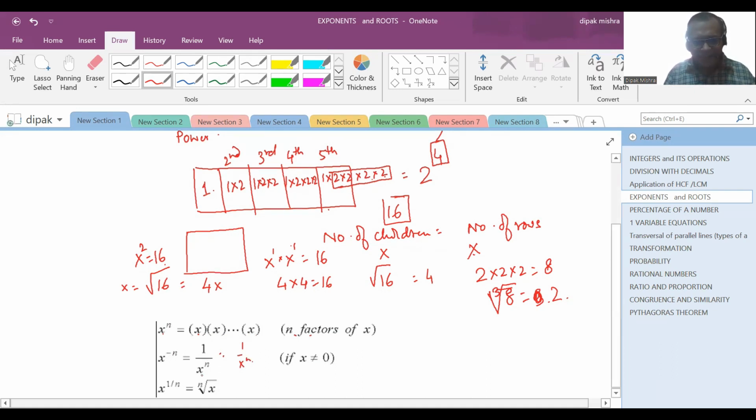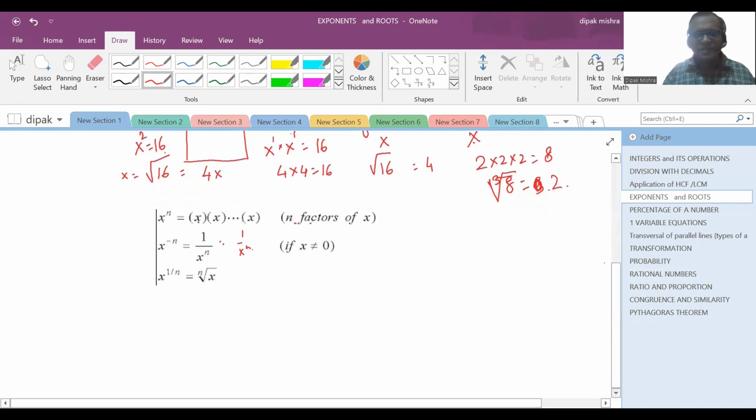And when I say nth root of x, in effect, I'm saying x raised to the power of 1 over n. So when I say x raised to the power of 1 over n, I mean the nth root of x. When I say 8 raised to the power of 1 upon 3, I mean the third root of 8, which is 2. When I say 16 raised to the power of 1 by 2, that means the square root of 16. Here 2 is silent, and we say the number to be 4.